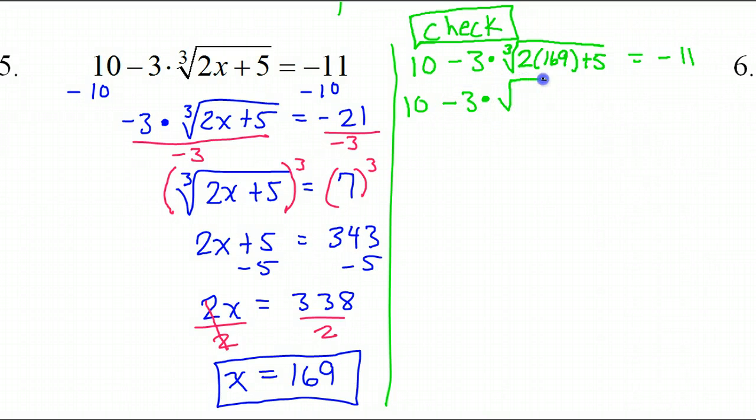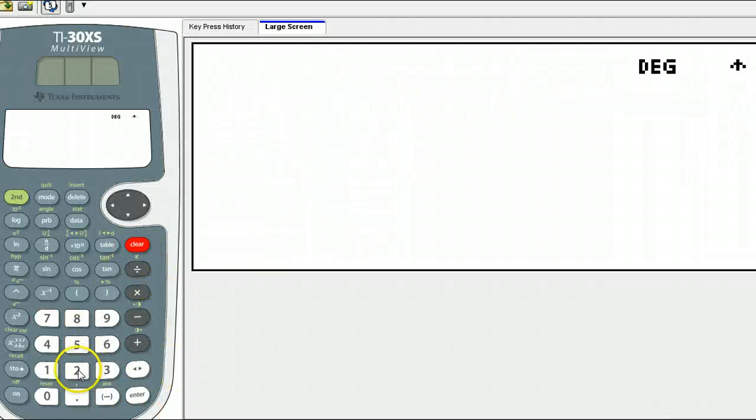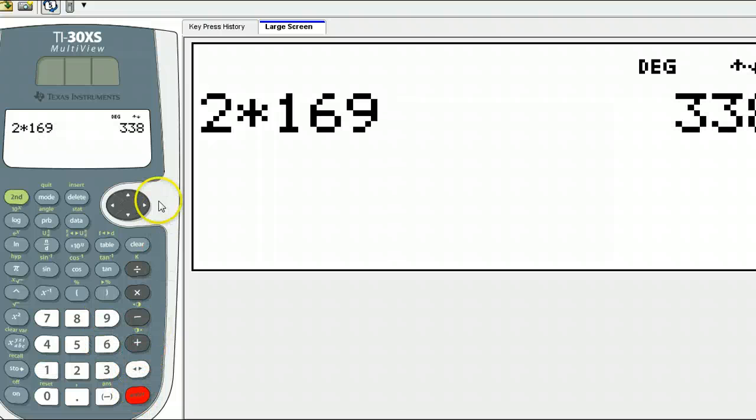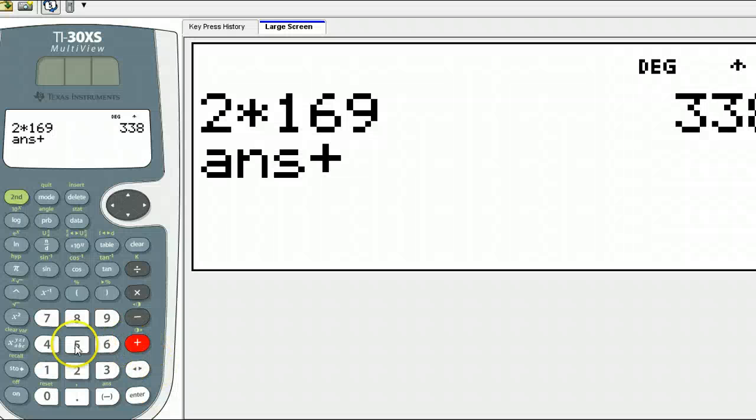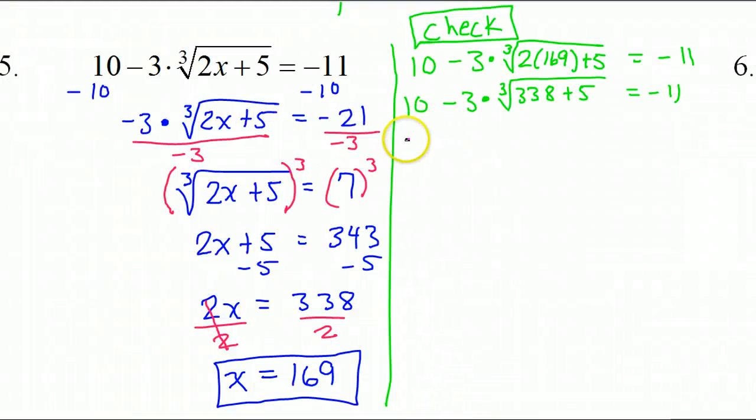All right, let's do the stuff inside this radical first. Okay, so 2 times 169 is 338. So we have 338 plus 5 is equal to negative 11. 343.